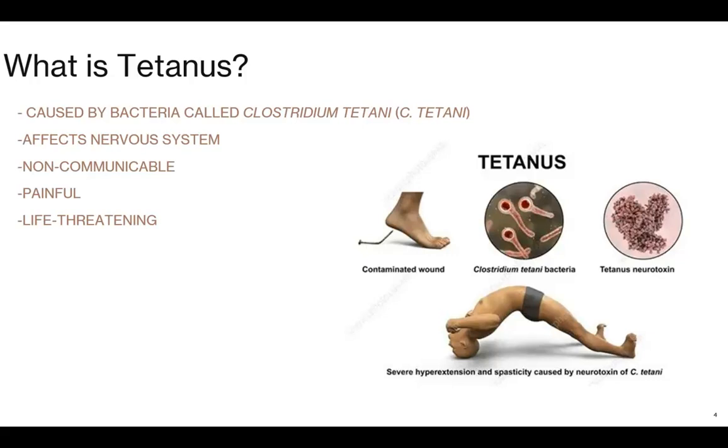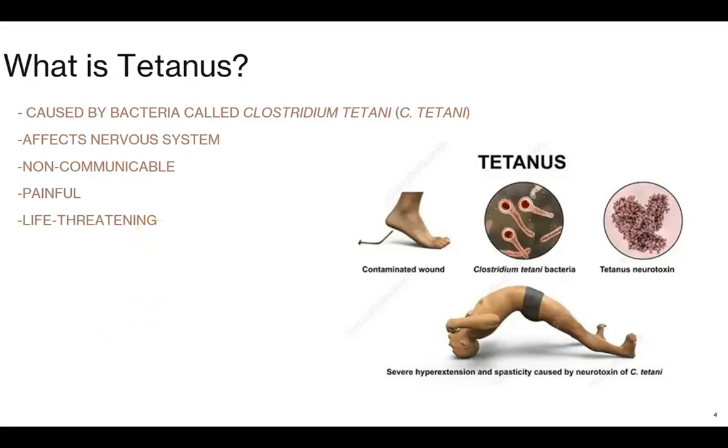Certain neurotransmitters act like the body's natural brakes, and they prevent the muscles from contracting continuously. But the tetanus toxin blocks the release of those neurotransmitters, and without these brakes, the muscles receive constant signals to contract, but no signal telling them to relax. This is why people with tetanus experience severe muscle stiffness and painful muscle spasms.